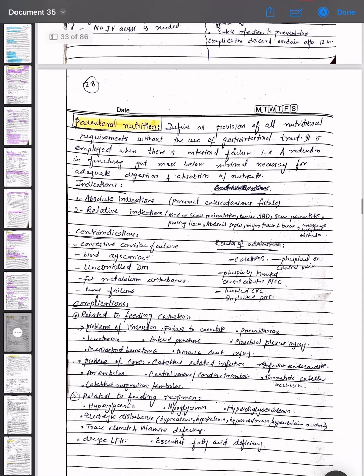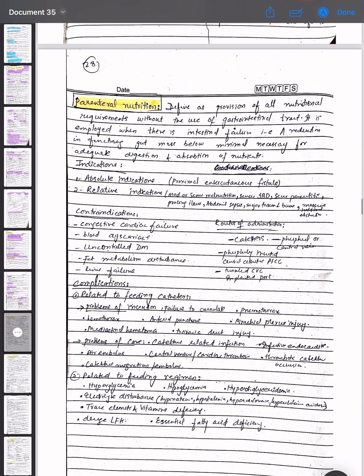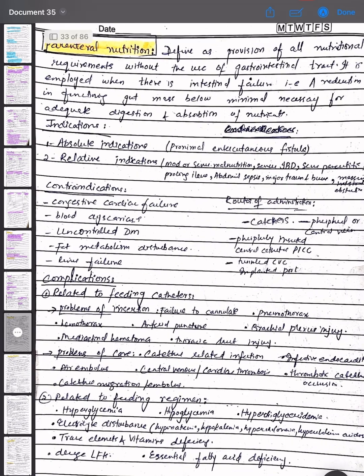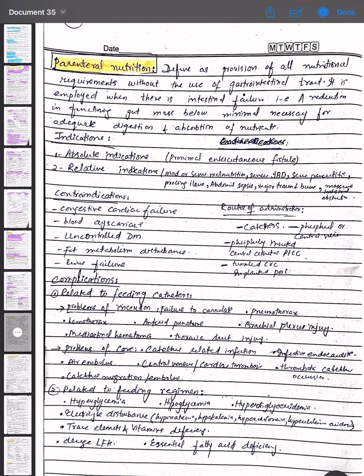Parenteral nutrition is defined as provision of all nutritional requirements without the use of the gastrointestinal tract. It is employed when there is intestinal failure, that is a reduction in functioning gut mass below the minimum necessary for adequate digestion and absorption of nutrients. What are the indications for parenteral nutrition? The absolute indication is proximal enterocutaneous fistula, and relative indications are moderate or severe malnutrition, severe inflammatory bowel diseases, severe pancreatitis, prolonged ileus, abdominal sepsis, major trauma and burns, and massive intestinal obstruction.